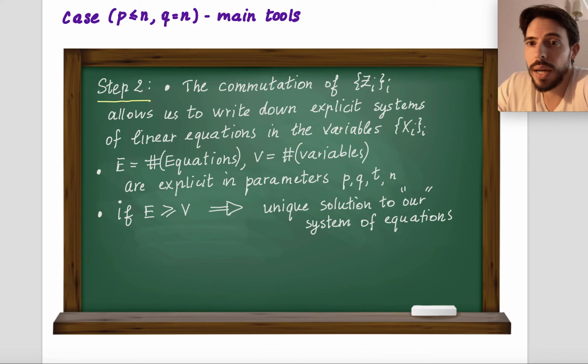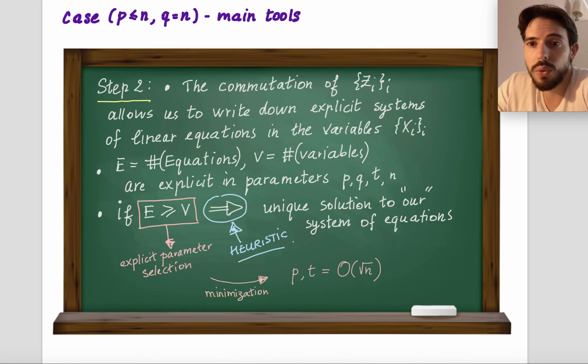Requiring now that there are at least as many equations as variables gives a heuristic way to compute a unique solution to that system. And why this step is heuristic only lies in the fact that we actually deal with generic inputs. And for generic inputs, it is heuristically expected that while adding equations to our system, we do not lose linear independence. Now, the condition that E is at least equal to V is for us a means to write down an explicit parameter selection.